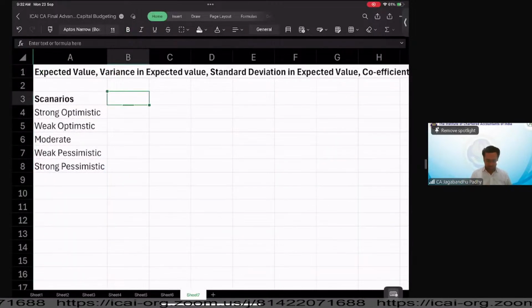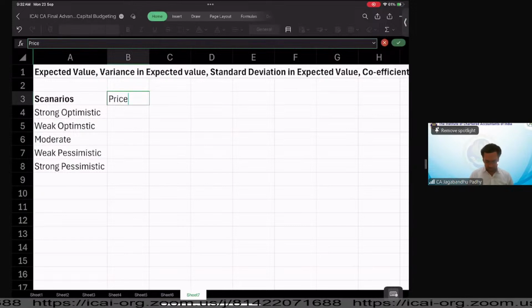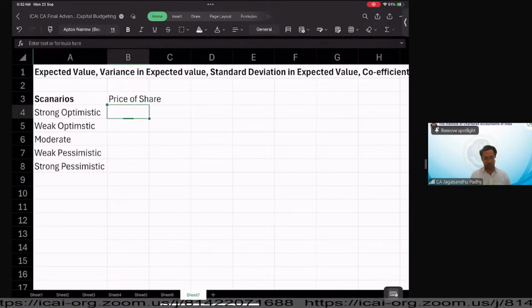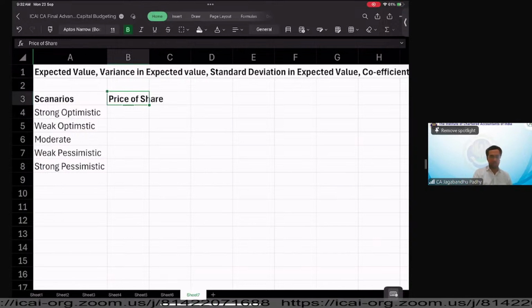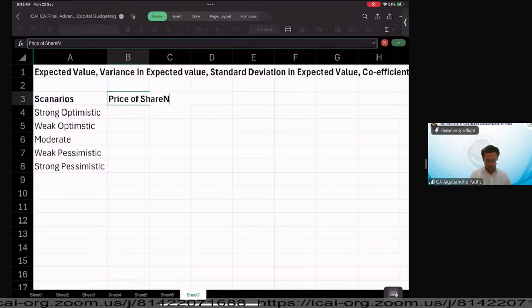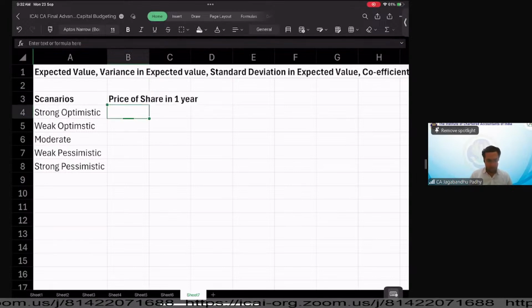Right? So let's say price of share. So next year, this is the price of share in 1 year. Okay, so there are 5 scenarios on the basis of which we have the price of the shares. So price of share in 1 year.